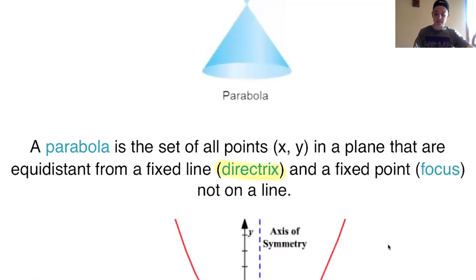The directrix and focus are two things that we are going to graph with our parabola. And what this is saying is that the directrix and the focus are equidistant from any point. Okay, so all of the points on our parabola, if we measure the distance to the directrix and the distance to the focus, those distances will be the same. So let me show you a picture.